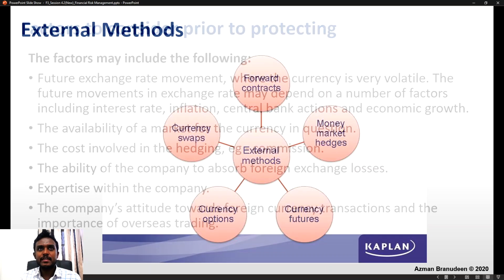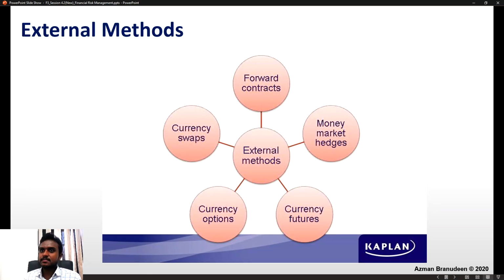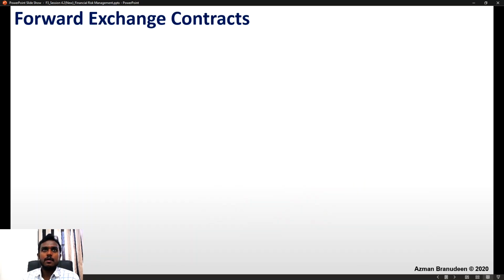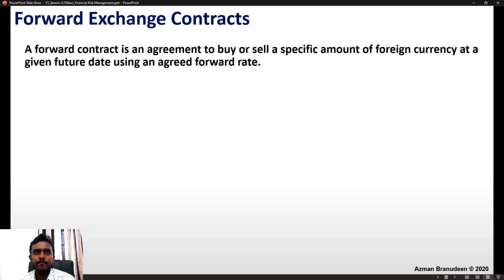So that brings me to the external methods, and here you have a snapshot of the methods that are relevant to us: forwards or forward contracts, money markets, or hedging through money markets, currency futures, currency options, and currency swaps. Let's take a look. Firstly, forward exchange contracts, perhaps the simplest. A forward contract is an agreement to buy or sell a specific amount of foreign currency at a given future date using an agreed forward rate.